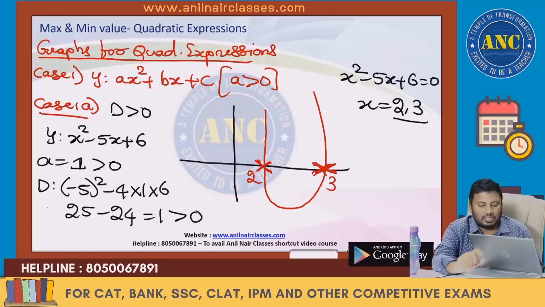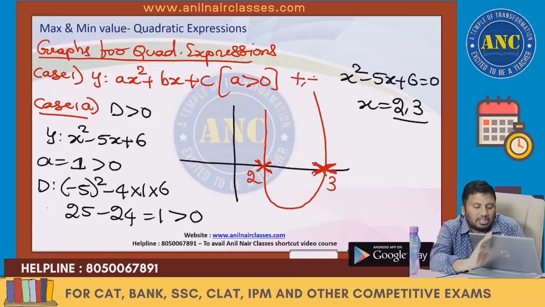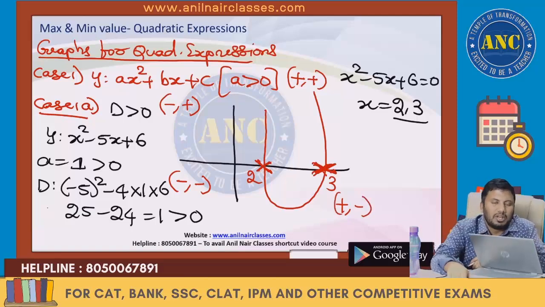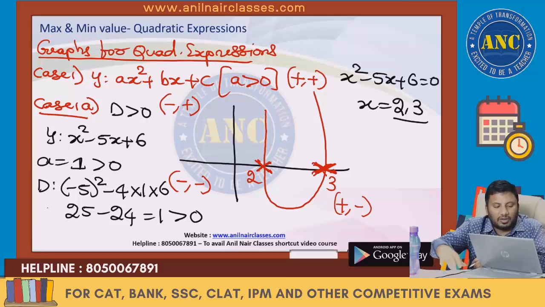D is greater than 0. First quadrant: x is positive, y is positive. Second quadrant: x is negative, y is positive. Third quadrant: x is negative, y is negative. Fourth quadrant: x is positive, y is negative. First write down this one.